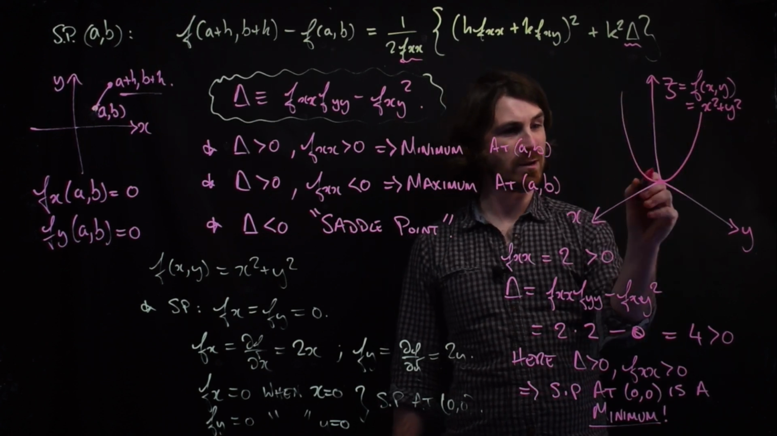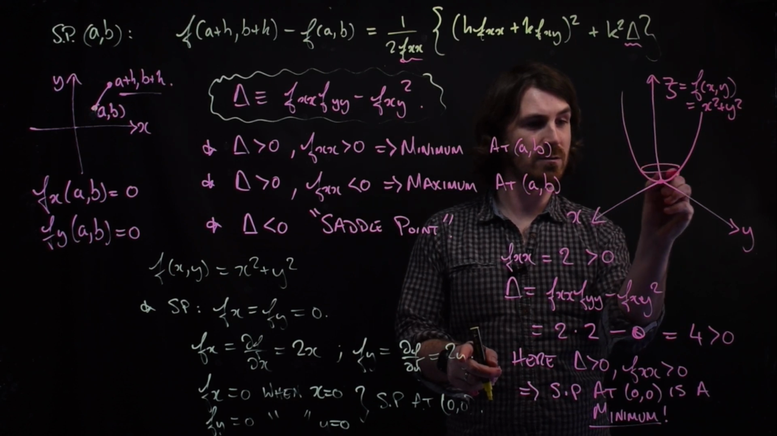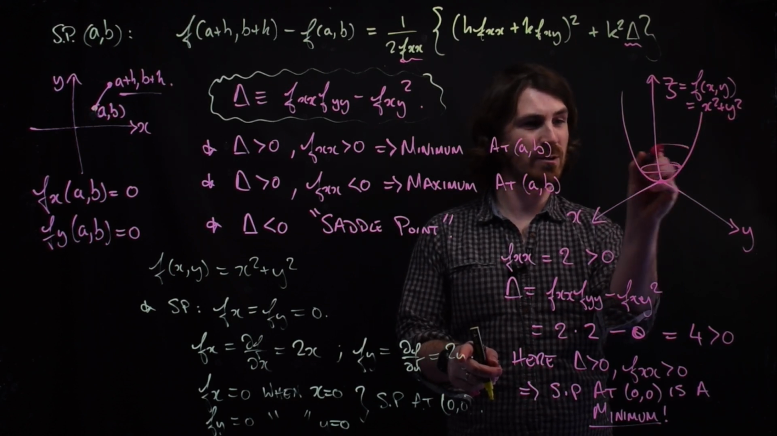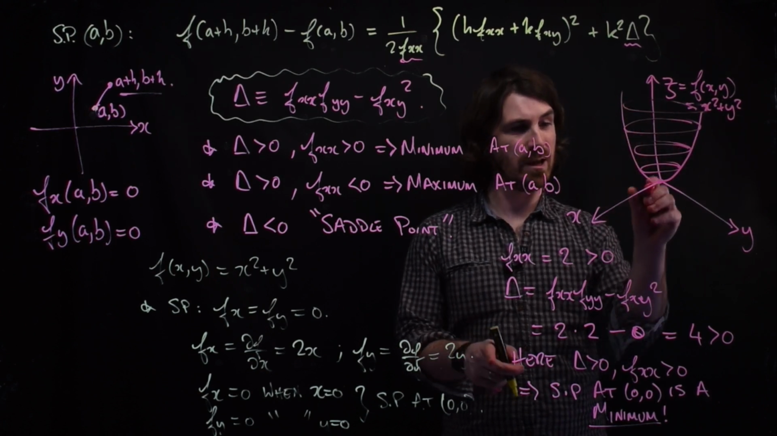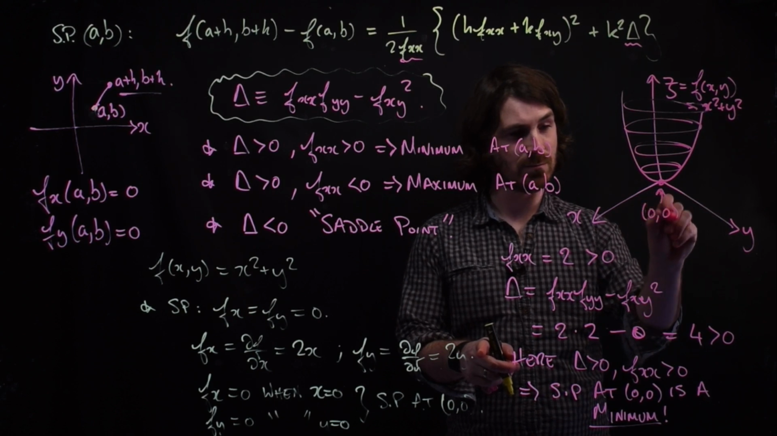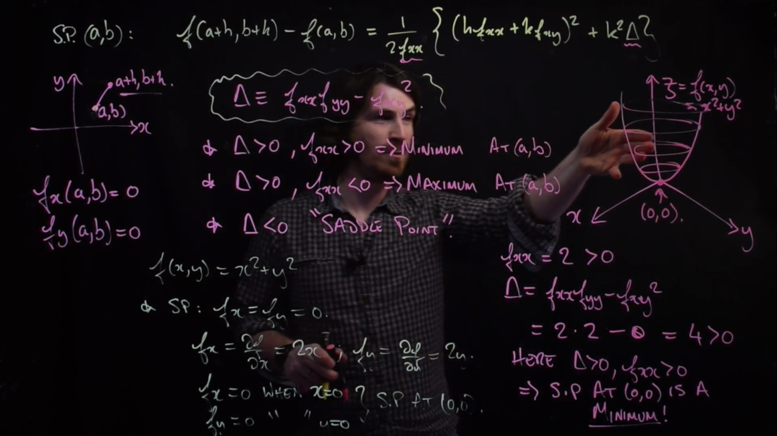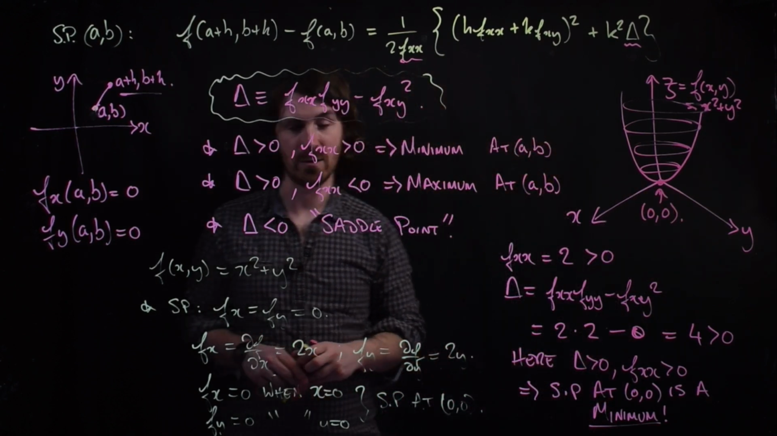So we have this type of thing, and actually the contours are circles. Okay, x squared plus y squared screams out circle. Okay, and we're saying that this point is a stationary point, 0, 0. And is it a maximum or a minimum? It's a minimum, okay, as expected. Okay, so hopefully that helps.